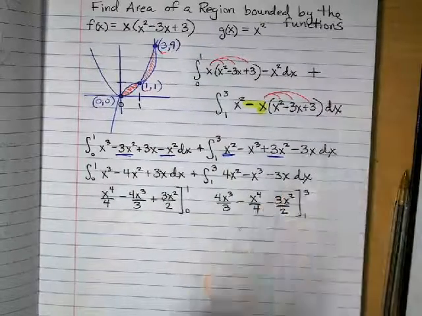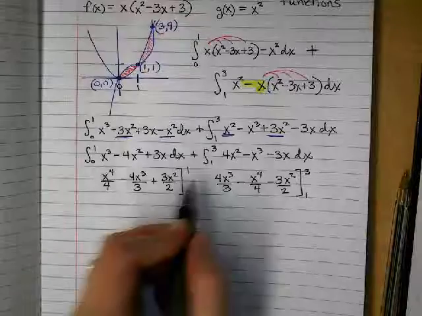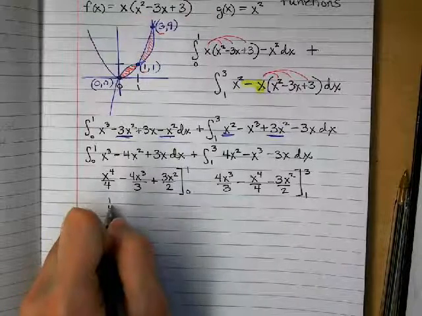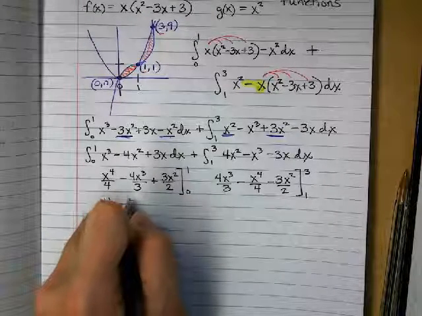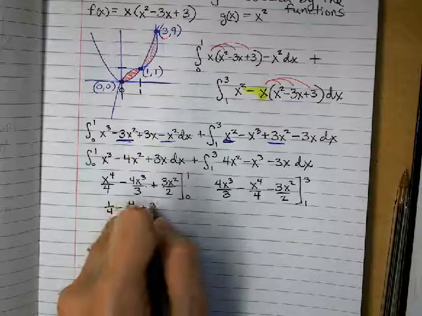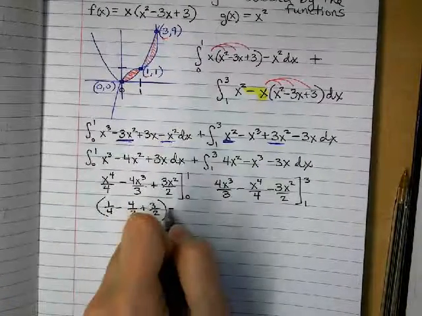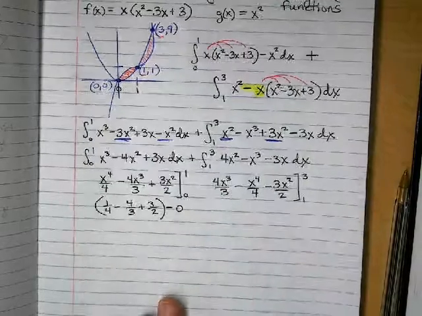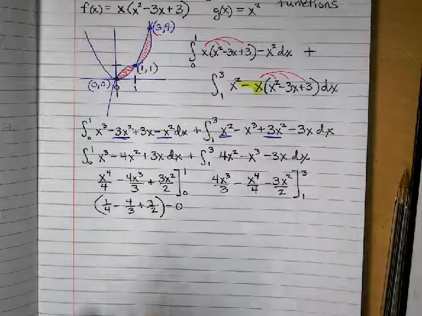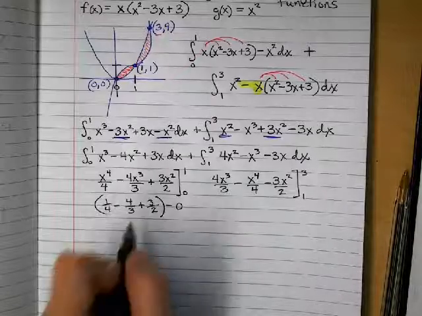Alright, so if you plug in 1 over here, you get 1/4 minus 4/3 plus 3/2. And if you plug in 0, you get 0, right, for everything? So you can use a calculator and add up all those fractions. You should get 5/12 for this first part.